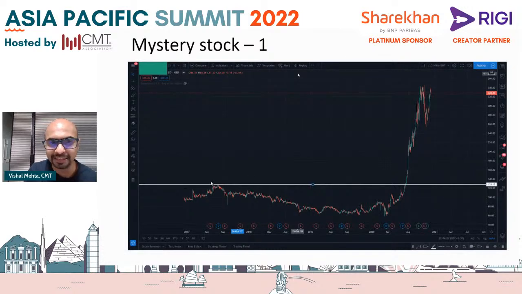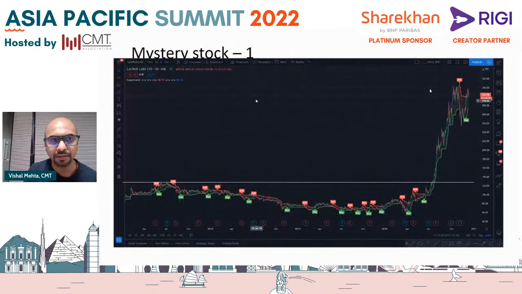Similarly, this was a trade that we took way back. So I just wanted to highlight this. This stock was Laurus Labs. The stock did not do anything, but once it reached its all-time high after 1 or 2 years, the stock just kept on going up and up and up.